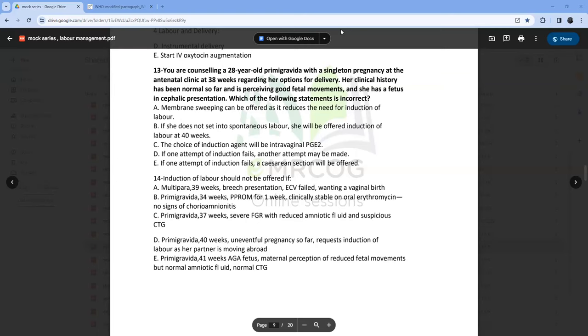Okay, so which one would be more wrong or incorrect than the other?